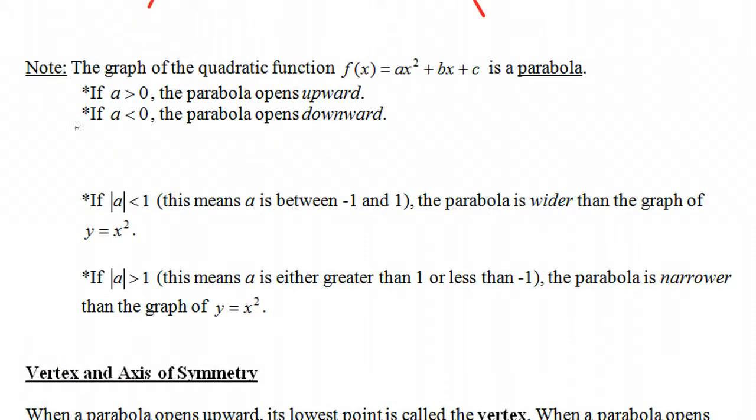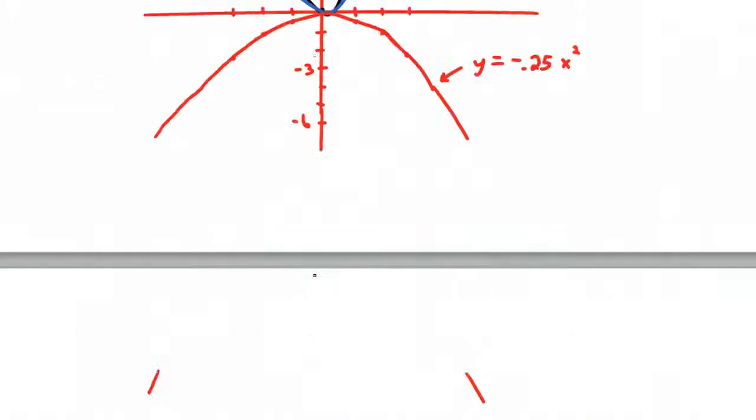Okay, now if the absolute value of a is less than 1, that just means that a is between minus 1 and 1. The parabola will be wider than the graph of x squared. Okay, and if the absolute value of a is greater than 1, that means that a is either bigger than 1 or less than negative 1. So for example, if it's 5 or maybe negative 5, well, in that case, the parabola would be narrower than the graph of y equals x squared. Okay, it'd be steeper.